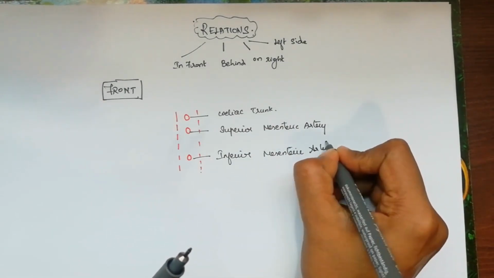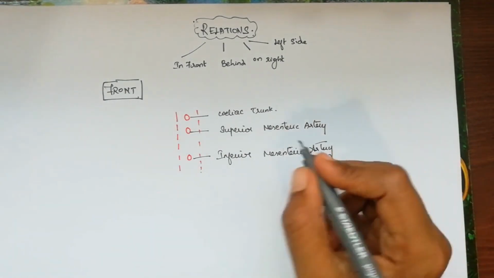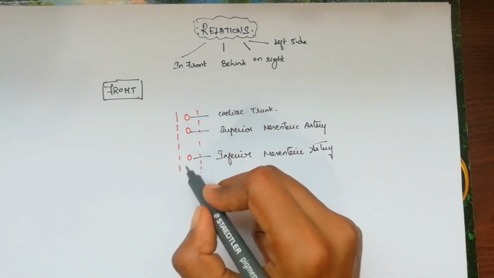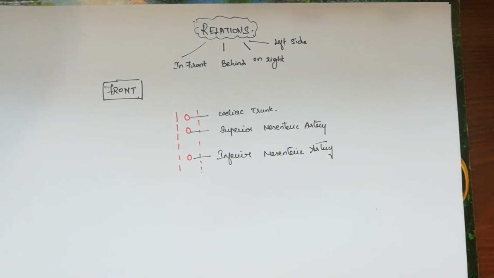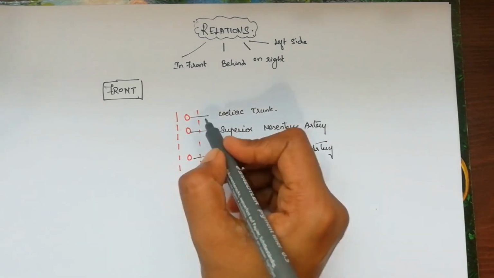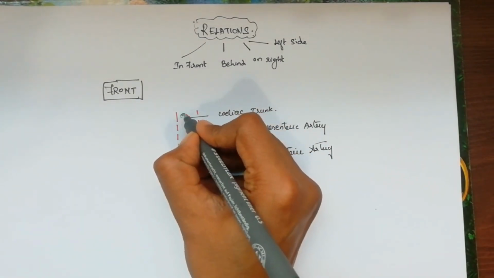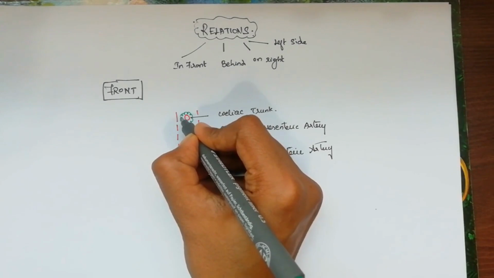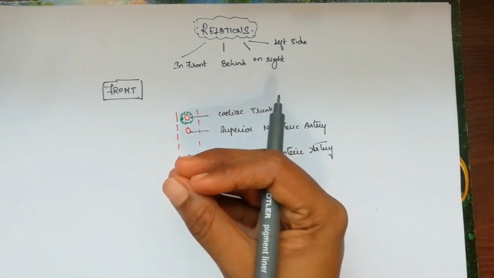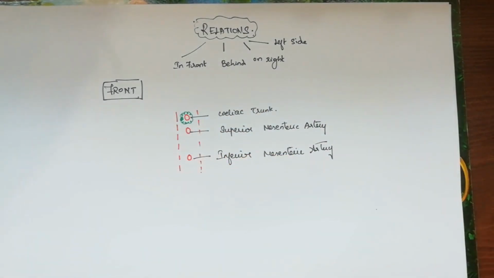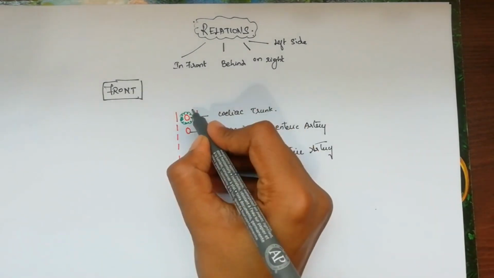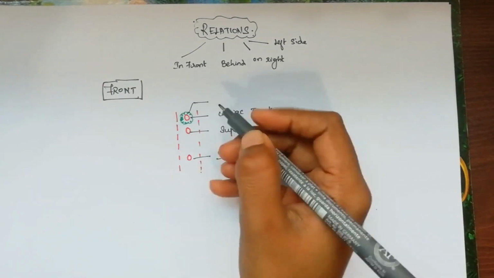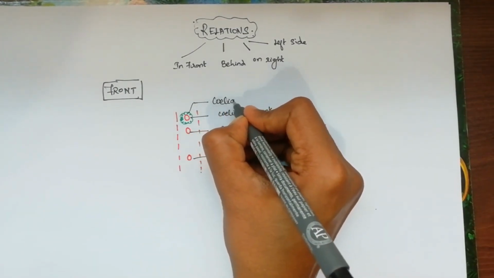So these are the three important structures arising in the front of the abdominal aorta. Along with this, we have some more structures related to it, such as a nerve plexus surrounding the celiac trunk. That plexus is also related to the anterior aspect, and we are calling the plexus surrounding the celiac artery the celiac plexus.